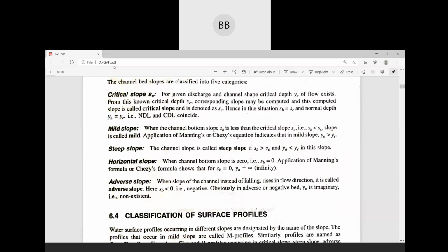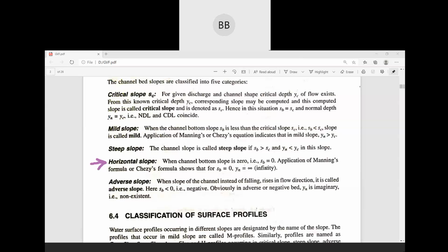Okay. We have another two. One is your horizontal and one is your adverse slope. The horizontal slope, your SB equal to 0. The horizontal slope, your rate of slope is equal to 0. And in adverse slope, your bed slope is less than 0, that is negative. So when your bed slope is 0, then we can say that the slope is horizontal slope. And if your bed slope is negative, then we can say it's an adverse slope.